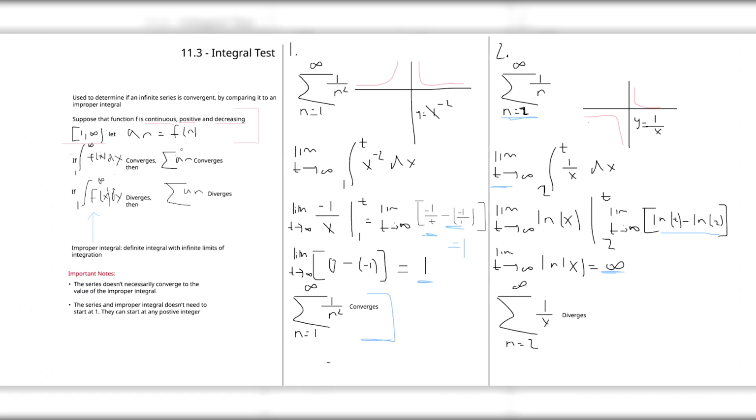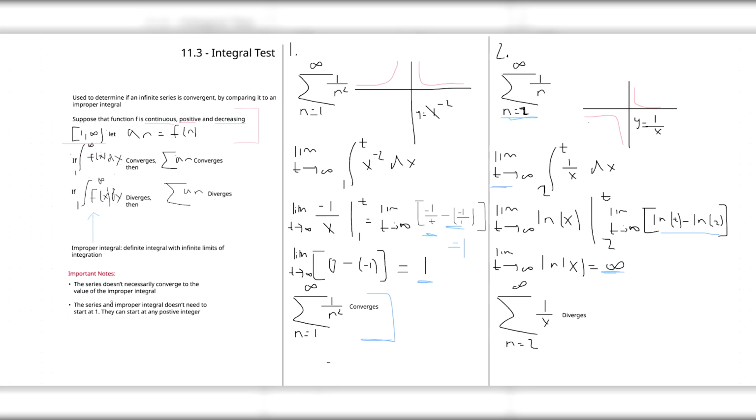And what the integral test tells us is that if the improper integral converges, then the series converges. If it diverges, then the series also diverges, right? And so it's not really all that complicated. It's pretty intuitive once you learn how to solve it. I have two important notes listed at the bottom here.